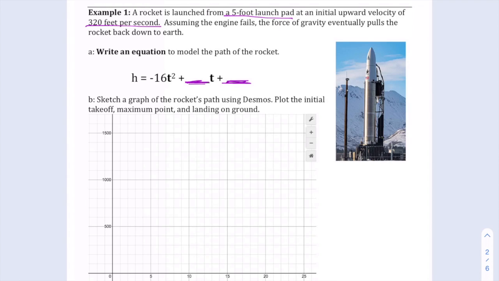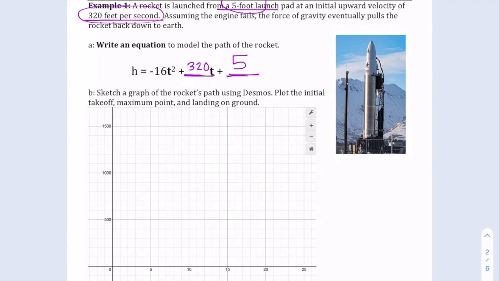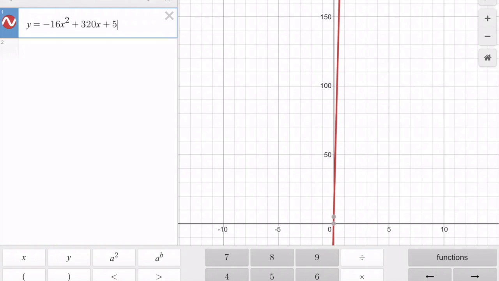In front of t is the initial velocity, so in this case that's 320 feet per second. And in the last spot is always the initial height, so in this case, 5. Part B asks us to sketch a graph of the rocket's path using Desmos, and it wants us to include the initial takeoff, the maximum point, and the landing on the ground. So I need those 3 points to be in my window. Remember when you graph it to put y equals in front and to put x instead of t.